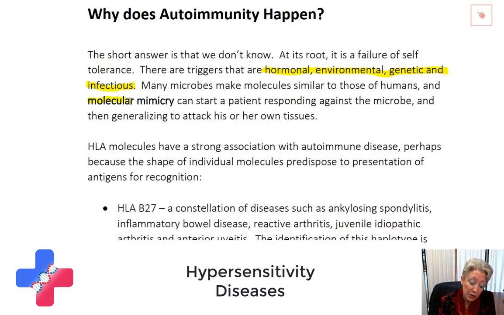And although I've mentioned this before, it's worth commenting that molecular mimicry just implies that some sort of microbe has a molecule that looks like something that your body has. And so a little bit of slippage of that recognition, and I end up making an immune response that then is continued by the presence of the immunogen in the form of my own tissues.